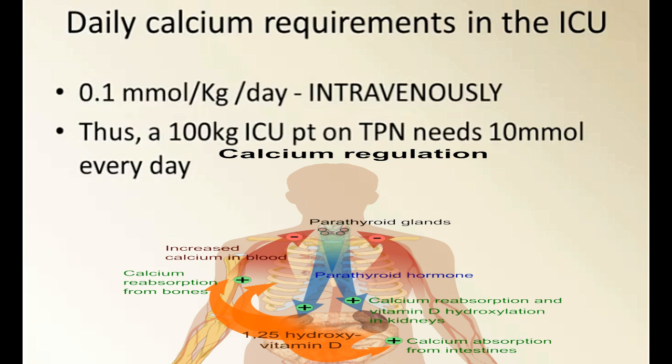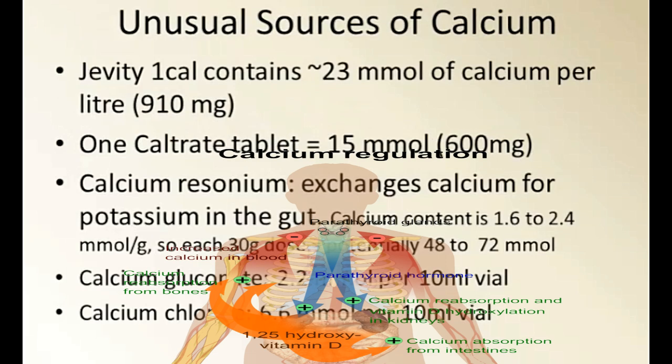One liter contains up to 23 millimoles of calcium, 910 milligrams. One Caltrate tablet equals 15 millimoles, 600 milligrams. Calcium Resonium exchanges calcium for potassium in the gut. Calcium content is 1.6 to 2.4 millimoles per gram, so each 30 gram dose equals potentially 48 to 72 millimoles. Calcium gluconate, 2.2 millimoles per 10 milliliter vial. Calcium chloride, 6.6 millimoles per 10 milliliter vial.